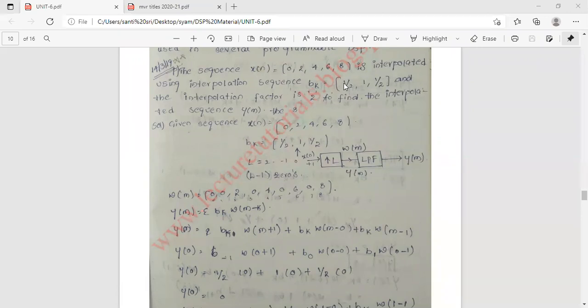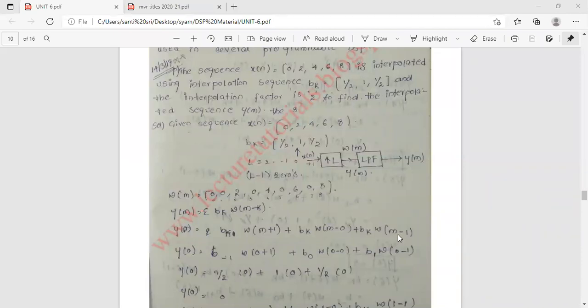So here k is varying from minus 1 to 1. So first of all, k value is minus 1. If it is minus 1, then m is 0, so 0 minus of minus 1 gives m plus 1, plus bk into w of m minus 0, plus bk into w of m minus 1. Why? Because k is varying from minus 1 to plus 1.